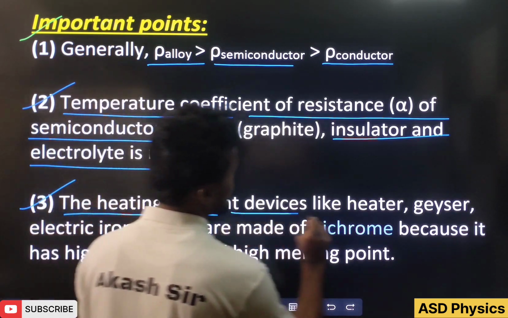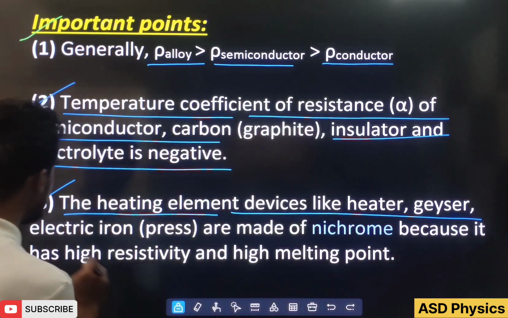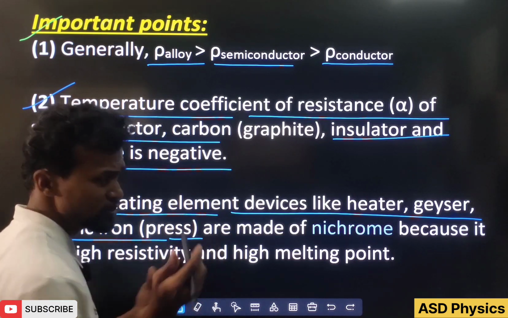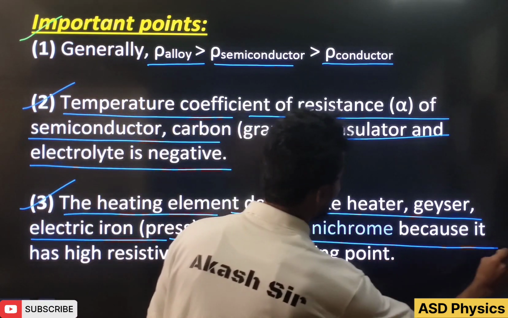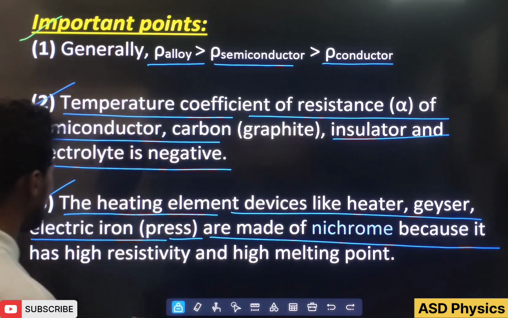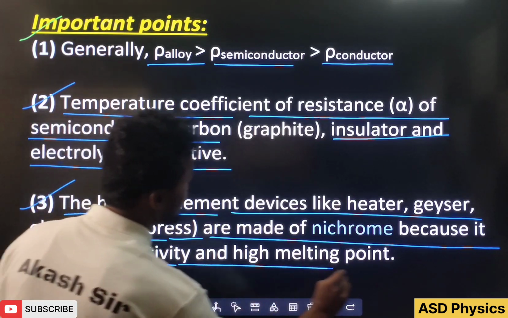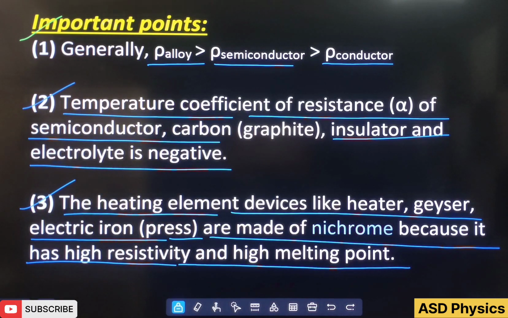The heating element devices like a heater, geyser, electric iron we use in our home, are made of nichrome. Remember that, they are made of nichrome. It has high resistivity and high melting point. Made of nichrome, with high resistivity and high melting point.